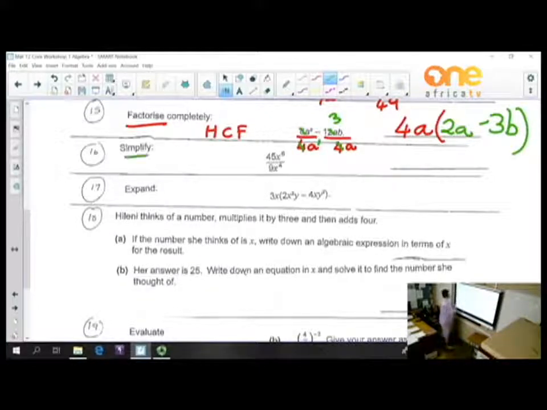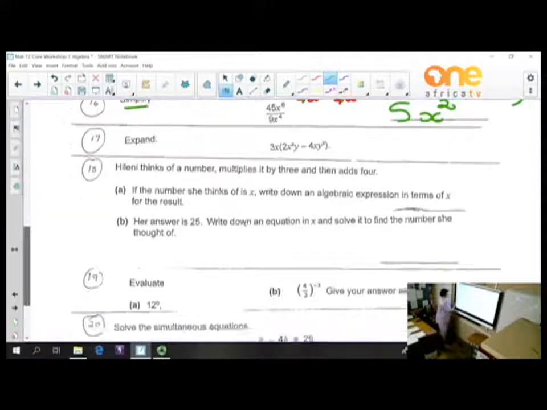Question 16, simplify. So there we're just going to divide the numbers, which is 5. And what is the rule for indices? When I divide, I subtract. So it is then x to the power of 2.